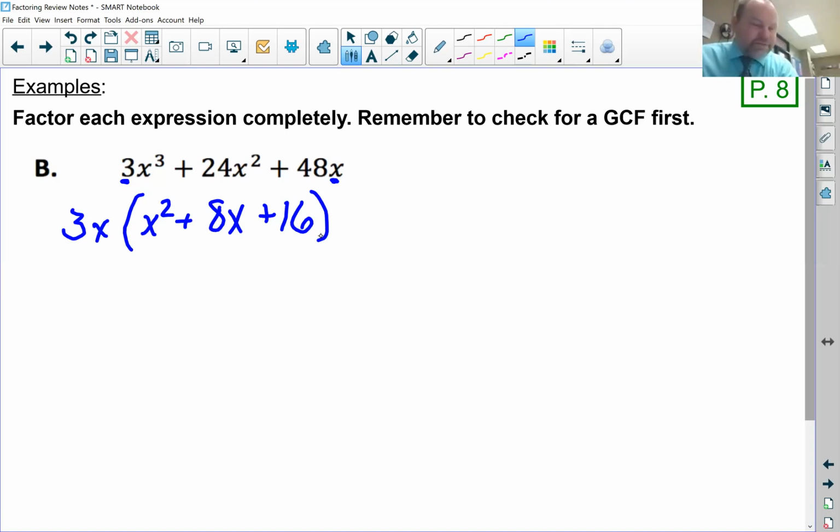Again, you may recognize this from the example we did with the perfect square trinomials. This was x plus 4 squared.